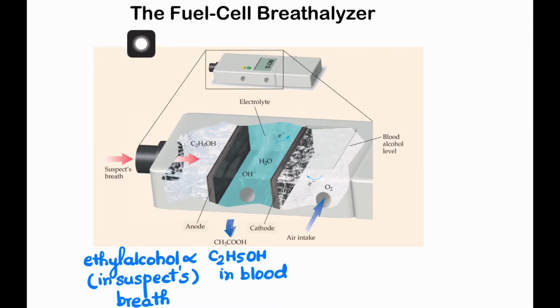In this lecture, I am going to discuss the working principle of the fuel cell breathalyser. This is a breathalyser, and it is basically used by the policeman to measure the amount of ethyl alcohol, that is C2H5OH, in the bloodstream of a person that is suspected of driving under the influence of alcohol.